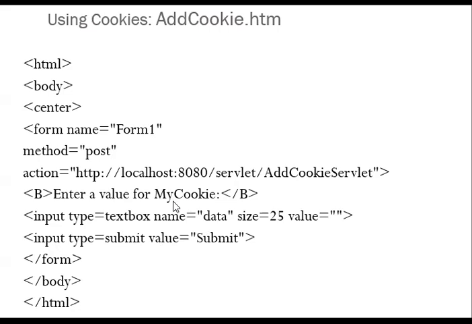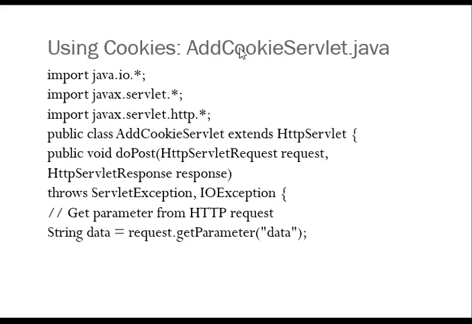So what is the name of the cookie? That we will see in what name is being used on the servlet side. Here we only have the text box to get the value of the cookie, and the name of the text box is data. Why is this required? This name is required because on the servlet side, based on this name only, we can extract the parameter value. Now on the add cookie side, the add cookie servlet extends HTTP servlet.